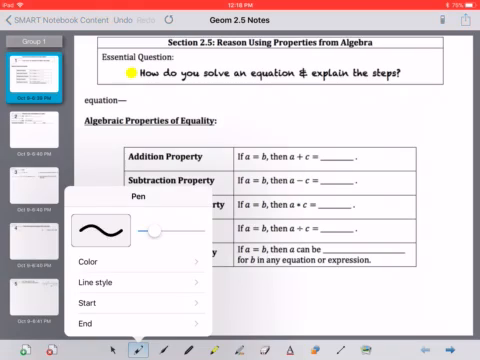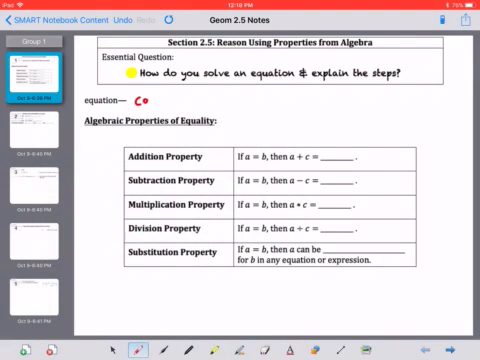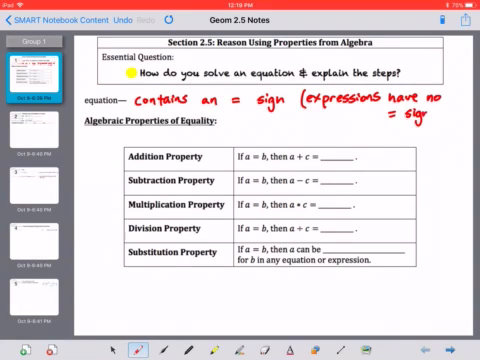So, first of all, we need to talk about what an equation is. An equation has to contain an equal sign. On the other hand, we discussed this back in chapter 1, expressions have no equal sign. So when we talk about solving equations, you can't solve an expression because it doesn't have an equal sign. You can only solve things that have an equal sign.